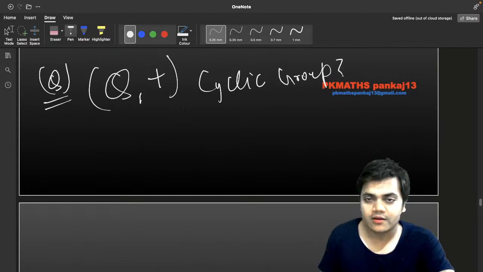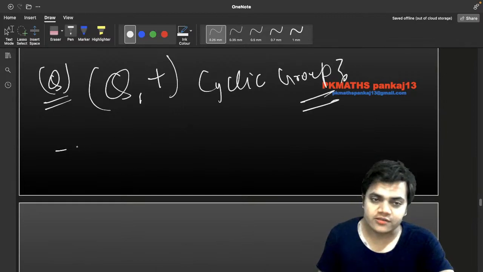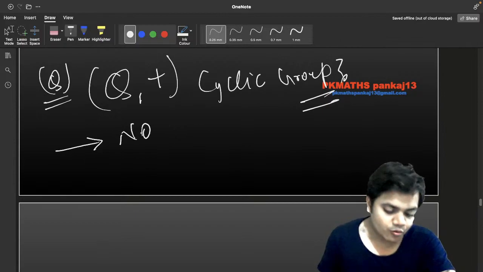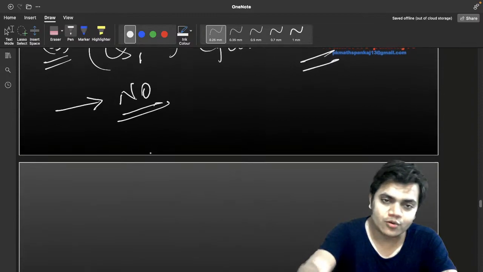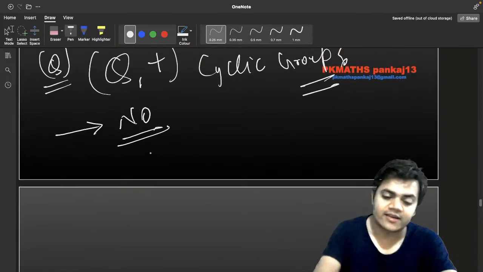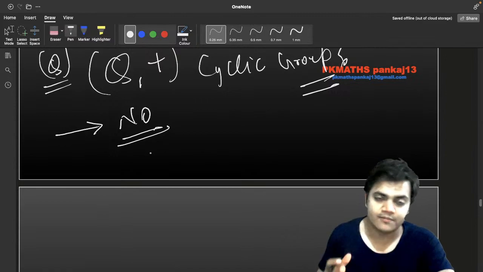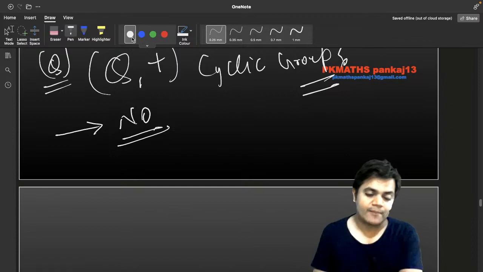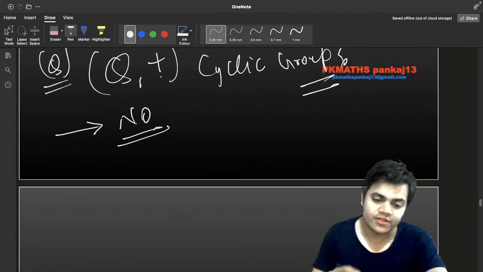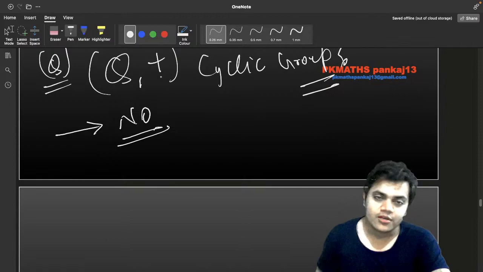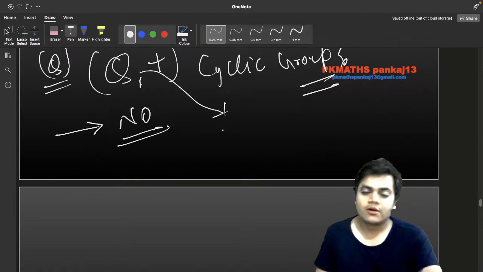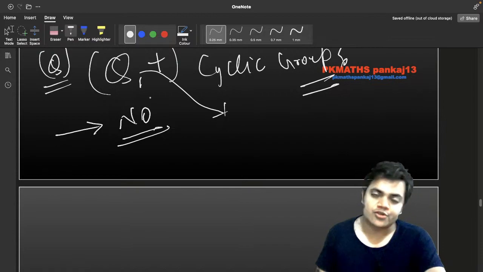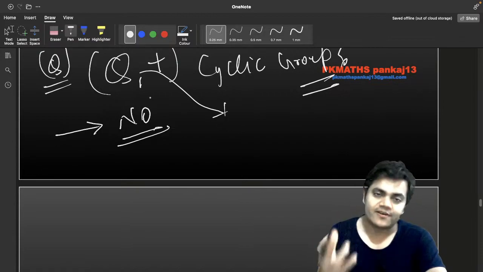What do you think? The answer is no. No, it is not going to be a cyclic group. Why? Because we know if Q is cyclic, then certainly it must have some generator. And because we are talking with respect to addition, there must be an element in Q and all the other elements should be written as an integral multiple of that.